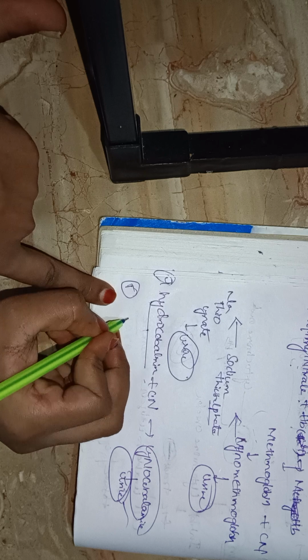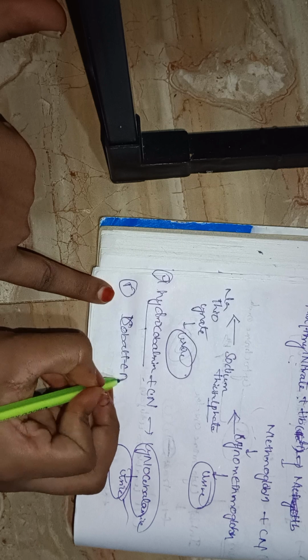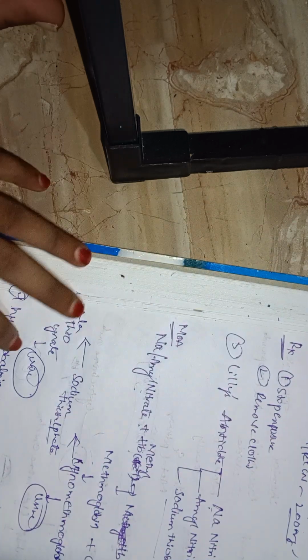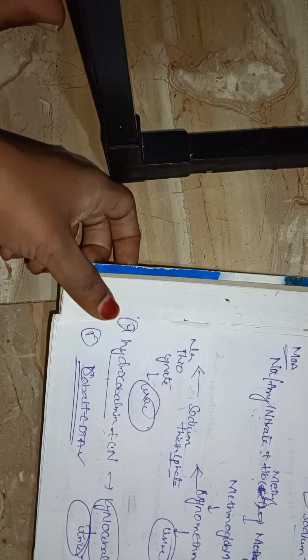Next, another antidote is EDTA, cobalt EDTA. Hydroxocobalamin and cobalt EDTA are some of the antidotes. Most important is Lilly's antidote, and also hydroxocobalamin. Next, EDTA is also one of the antidotes used in cyanide poisoning.